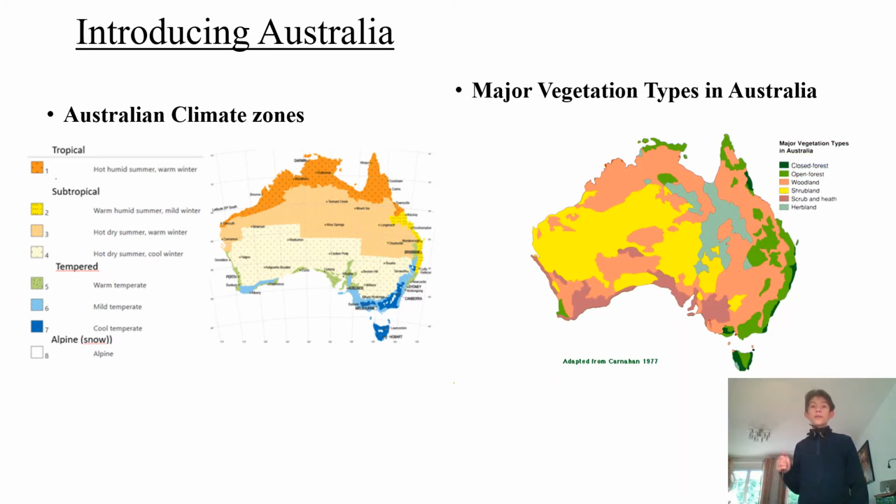The map shows the major vegetation types in Australia. At the edge of the East Australian coast, where the open forest is, the trees can get up to 30 meters high and have more space between each other.